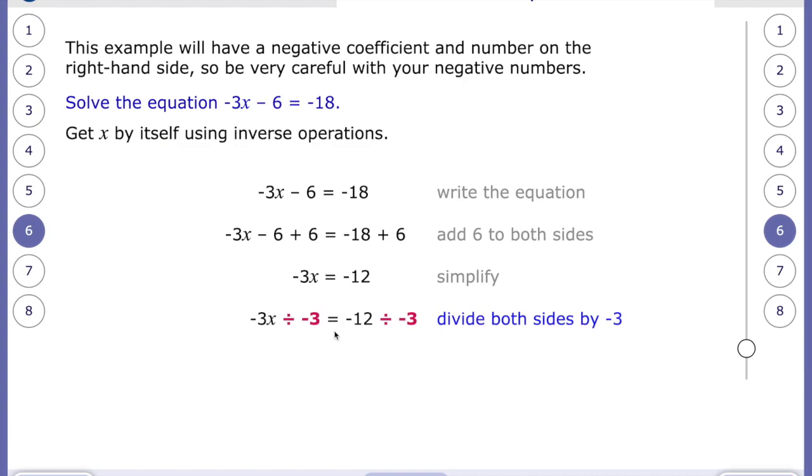Okay, so we're going to divide this side by negative 3, and we're going to divide this side by negative 3. But we've already got a negative number. And remember, when you get two negatives together, you end up with a positive. So x, in this example, equals 4. So this last example is quite tricky, but don't worry about it too much. The process is the same.